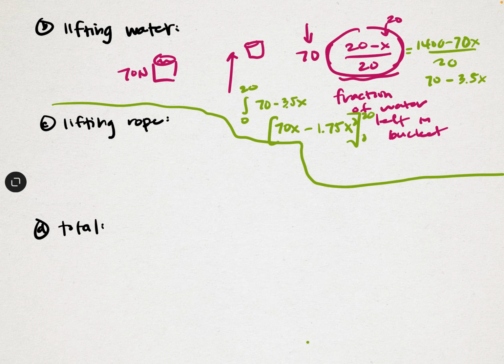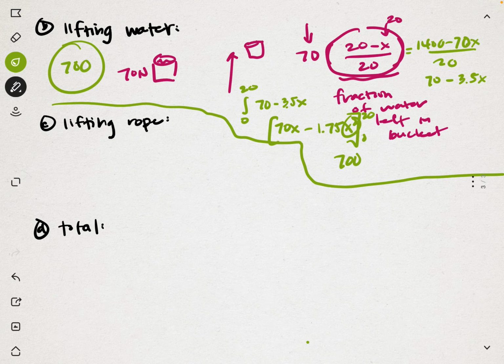And then when we do that math, we end up with 70 times 20 minus 1.75 times 20 squared. Oh, sorry, it's squared, I forgot that. So 1400 minus 1.75 times 20 squared, which is 700. So lifting the water takes 700 to go along with the one that we had earlier, which was 440. Now let's do the rope.